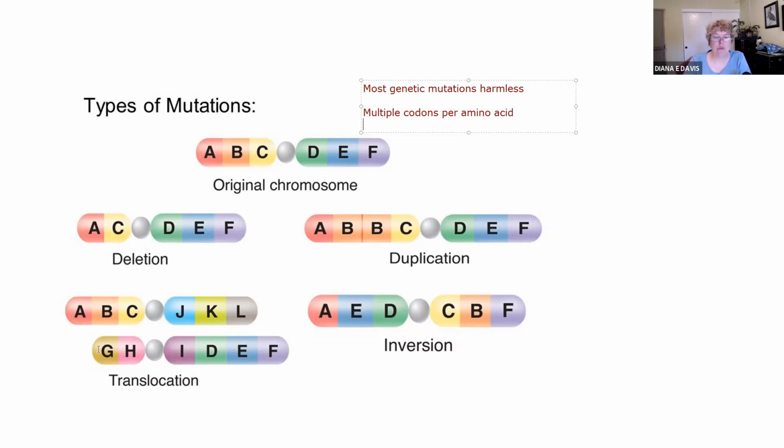You can also have what's called translocation, where we have our original chromosome and we have a different chromosome that normally has different genes on it. But some of the genes from our original chromosome were translocated onto a different chromosome. And the genes from that different chromosome end up on our original chromosome. This can cause huge problems.